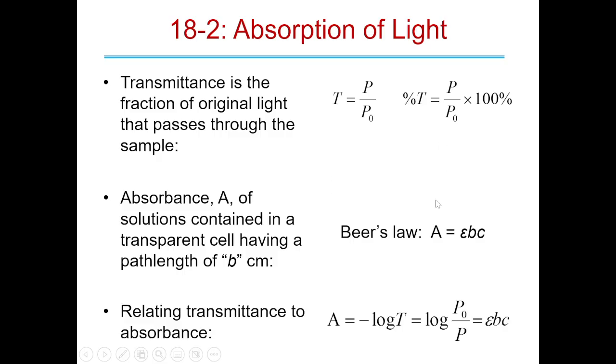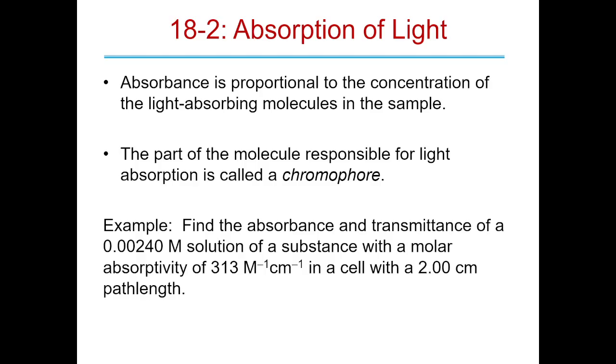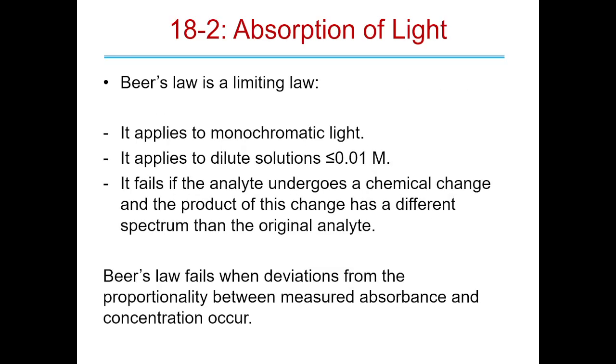Absorbance is always a unitless number, isn't it? It has to be. You're taking a log of it, right? And transmittance is also always a unitless number because it's P over P0, right? It cancels its units. You're just left with a percent transmittance, no units. Okay?